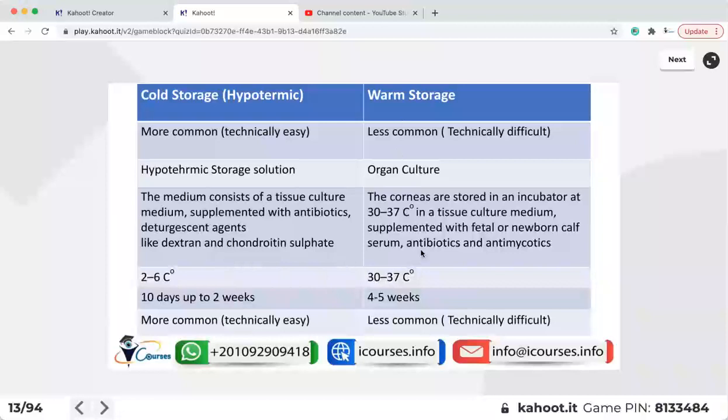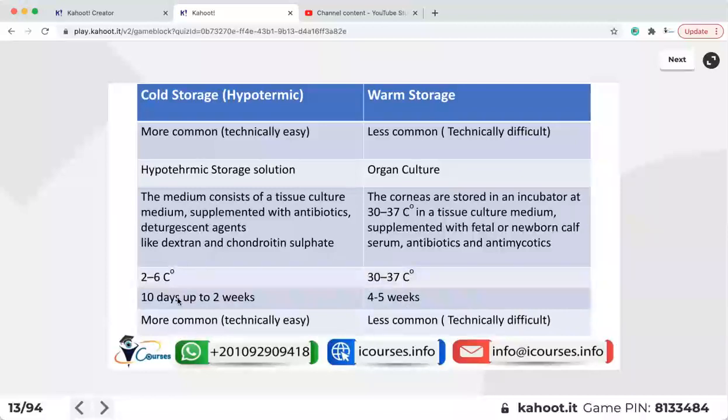While the warm storage is in the incubator, which gives it the advantage of a longer duration and more viability, so it can stay for 4 to 5 weeks. And to be honest with you, the graft clarity will be much better with warm storage than the cold storage. That's why some countries in Europe still prefer it, because it can be preserved for a longer time and it is better for the graft itself.